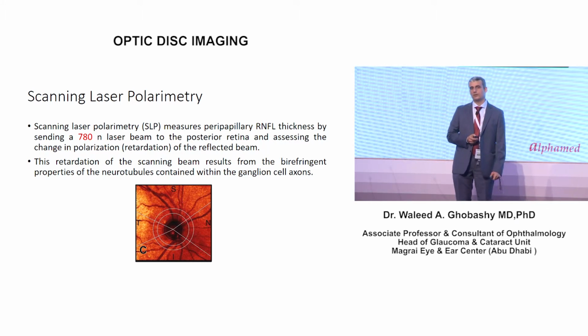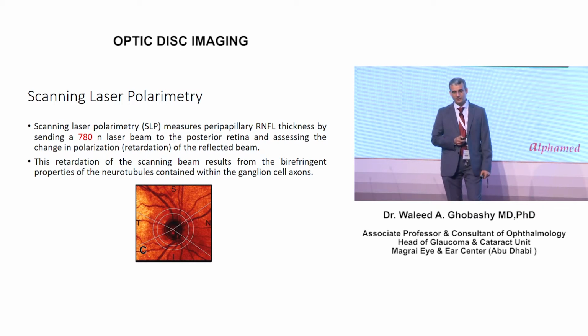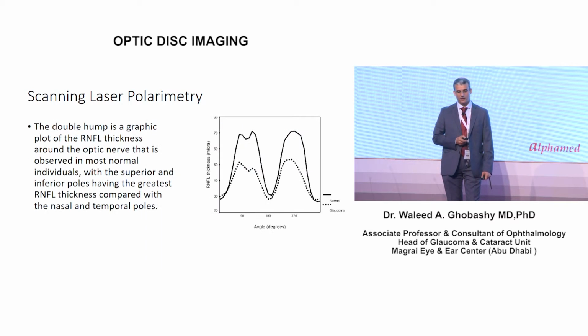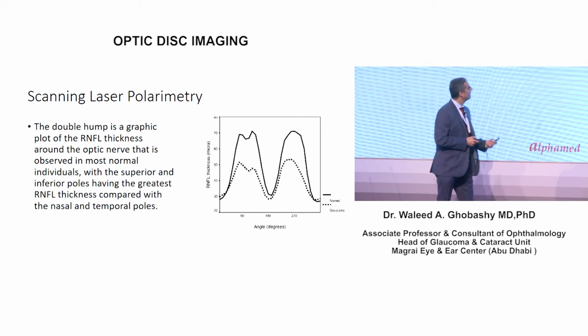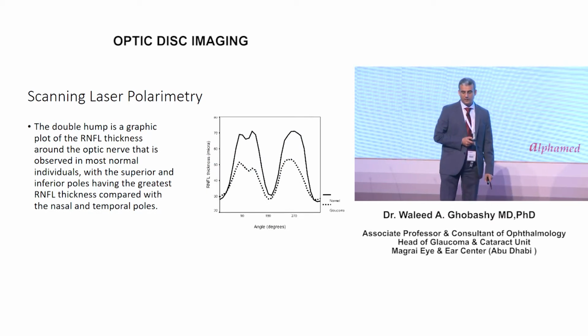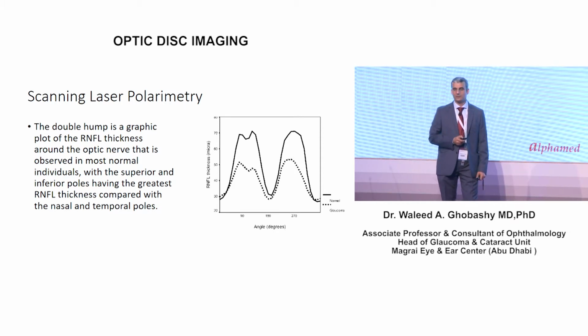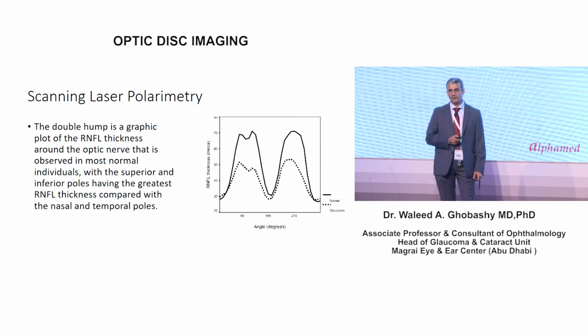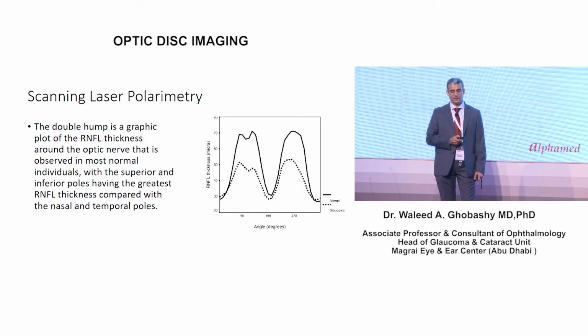It's also using a laser with a slightly wider wavelength, and it just depends on assessing the retardation or polarization of the reflected beam. This very common double hump map is a plot of retinal nerve fiber layer thickness around the optic nerve, and it's assumed that the superior and inferior poles have the greatest thickness in comparison to the nasal and temporal.